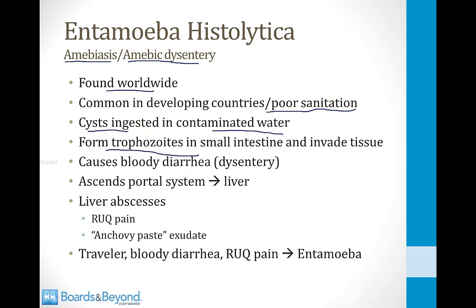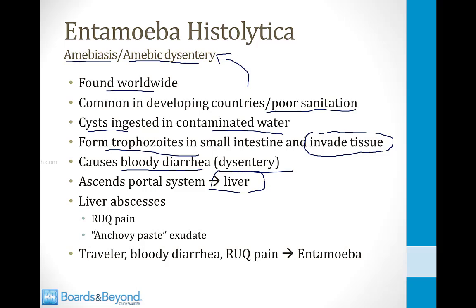But what's different from Giardia is that in this case, Entamoeba likes to invade the tissue of the small bowel. This is going to cause bloody diarrhea, which is also known as dysentery, and that's where it gets its name, amoebic dysentery. After it invades the small bowel, it can invade the portal system and ascend and go up to the liver. So amoebiasis often gives liver symptoms.